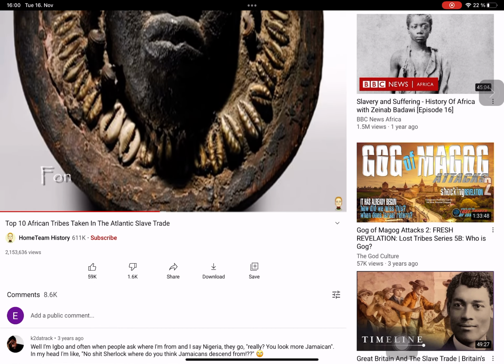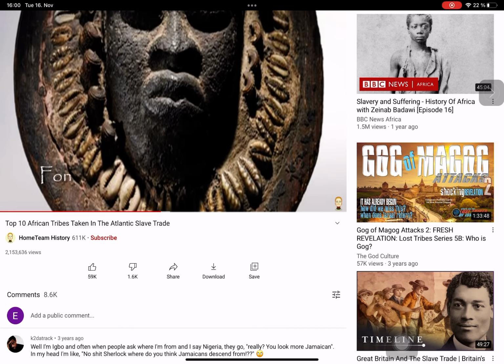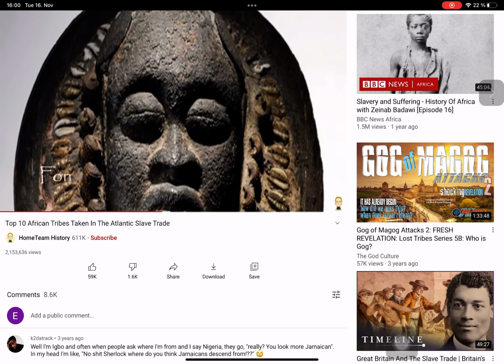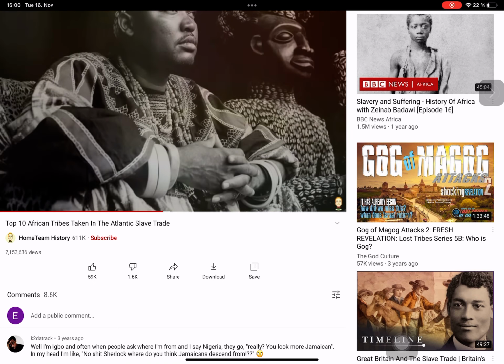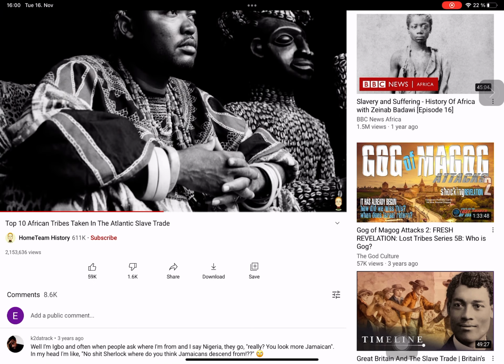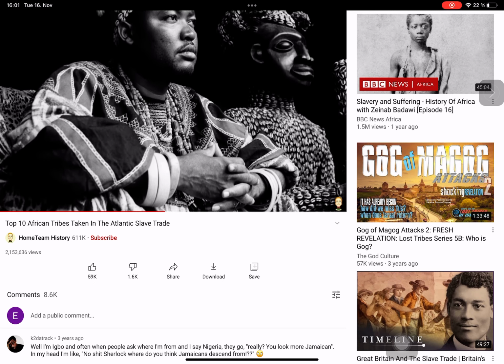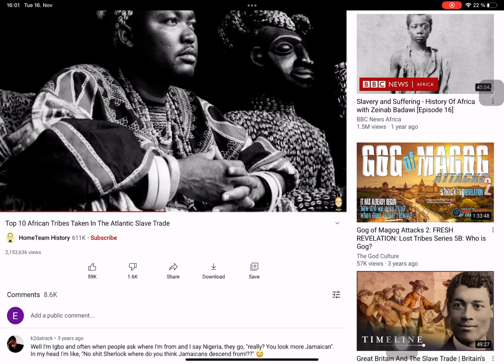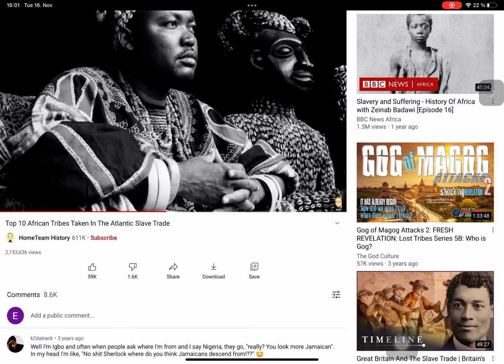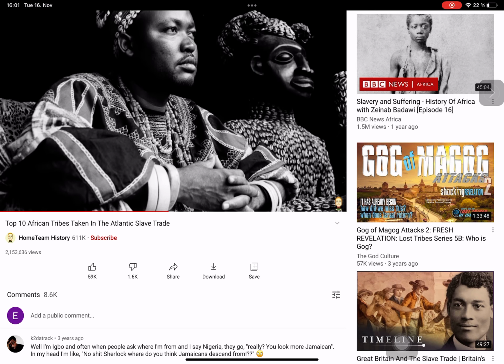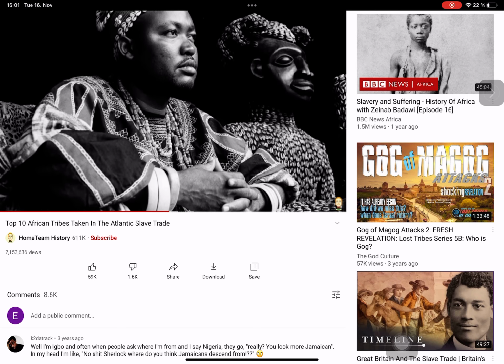Coming in at number 5, we have the Fon people. The Fon people are the largest ethnic group in Benin, found particularly in its southern region. They are also found in southwest Nigeria and Togo. The Fon people historically were a sort of hybrid ethnic group. Oral history of the Fon people speaks of the intermarrying between the Aja and the Yoruba, creating a new ethnic group called the Fon.